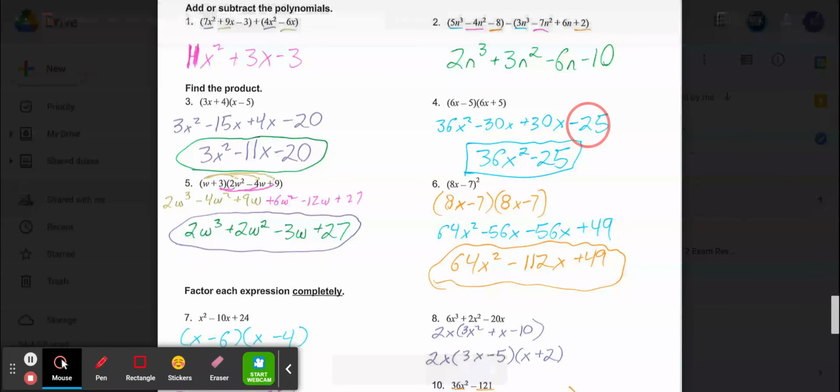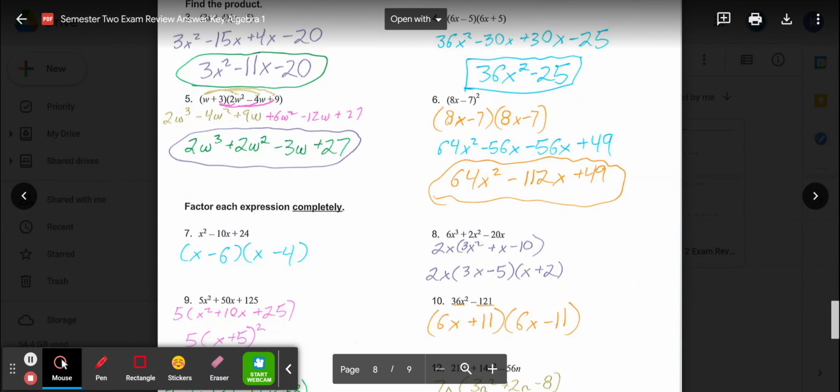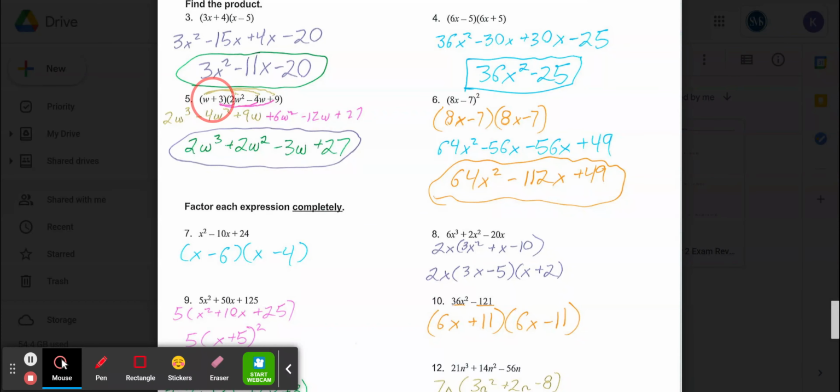Same thing here with the FOIL. Then combine, and we get 36x squared minus 25. In 5, a binomial times a trinomial, we want to distribute each part of the binomial. So first, take w times each term, then 3 times each term, giving us right here. Combine like terms, and we get our final answer, 2w to the third plus 2w squared minus 3w plus 27. And in 6, we're back to FOILing.